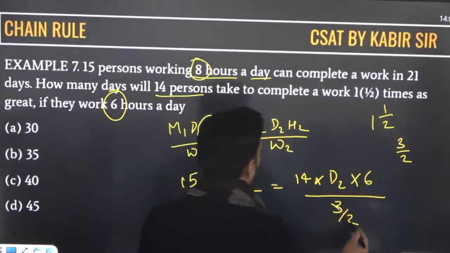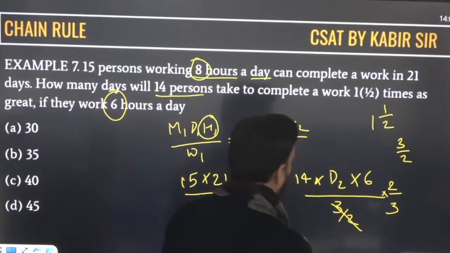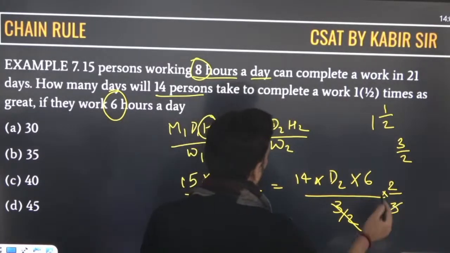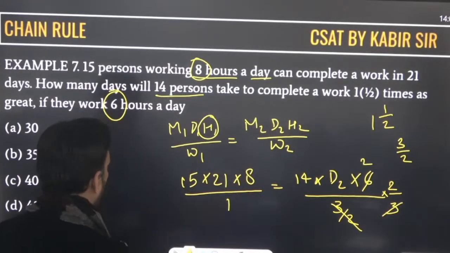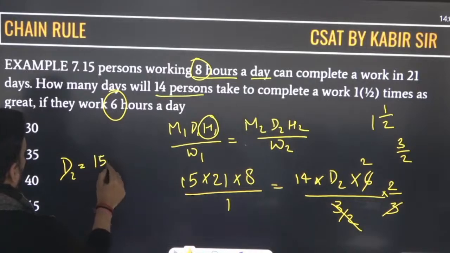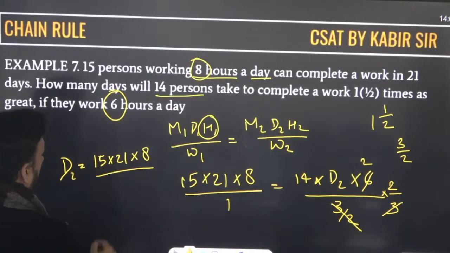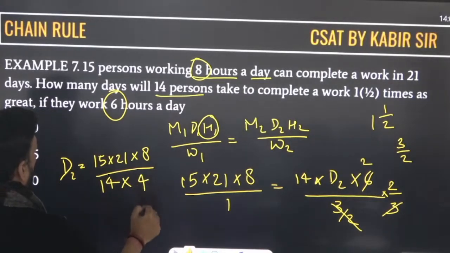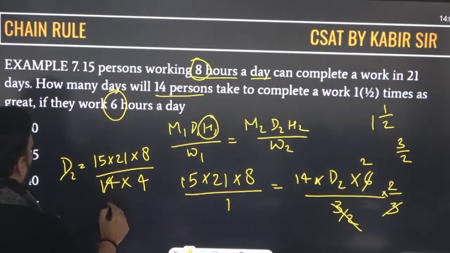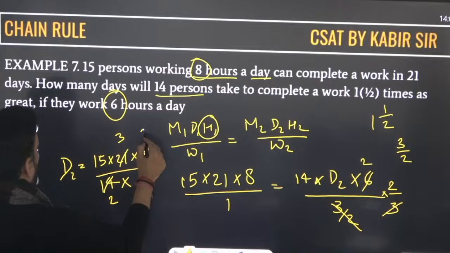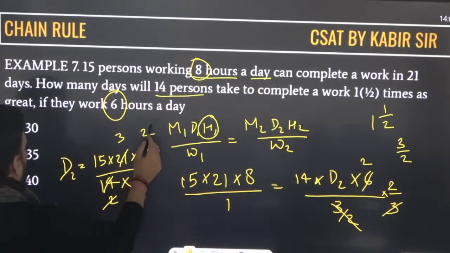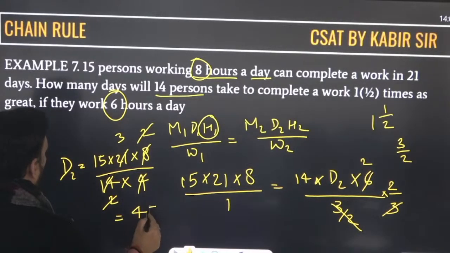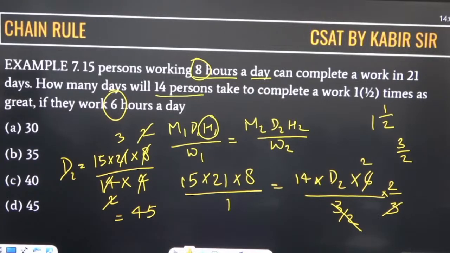This 3 by 2 will become by 3. From 3 you can cancel this. So this is 4. So D2 will be 15 into 21 into 8 upon 14 into 4. From 7 you can cancel this, and this 2 will cancel this 2. This is 45. So 45 days it will take. So the answer is option.